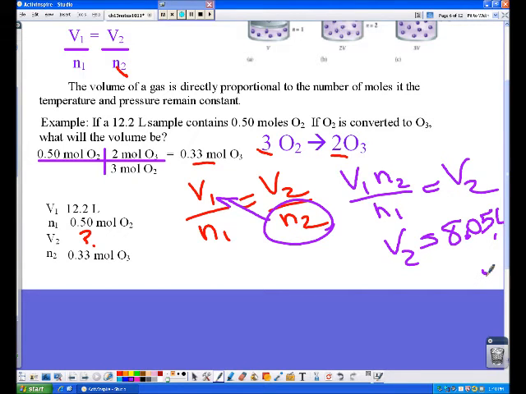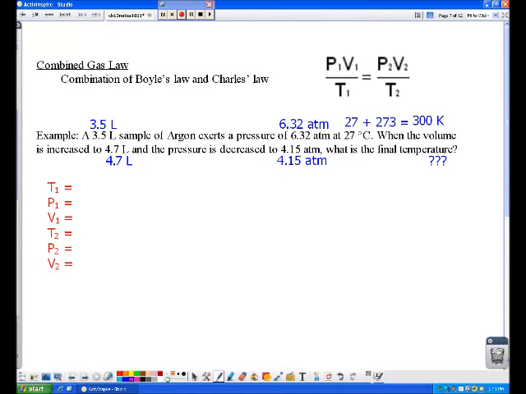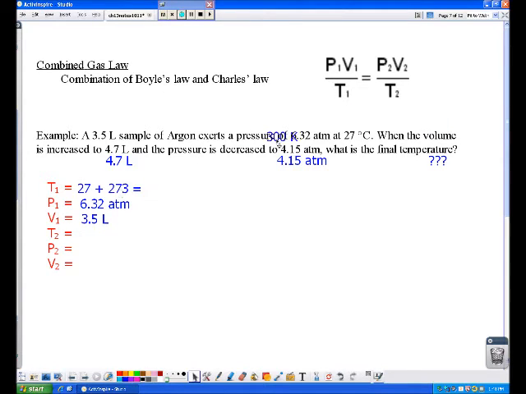The last of the easy ones is just a combination of all three. PV over T equals PV over T. This one's not really bad. You have several different variables moving at once. Make sure that your temperature's in Kelvin again. And once you've identified all the pieces, it becomes a lot easier to realize what you're missing.